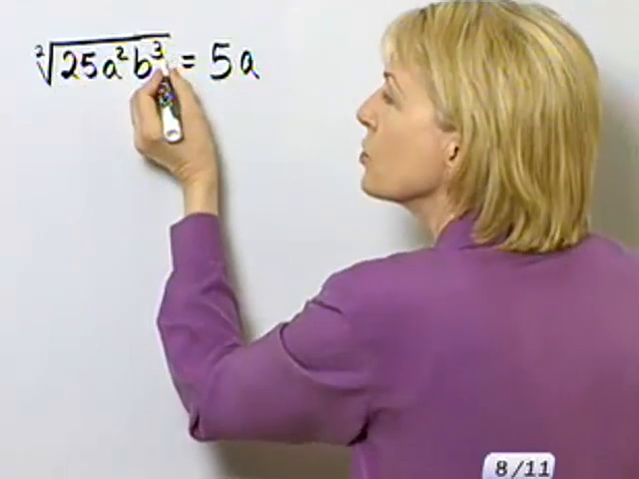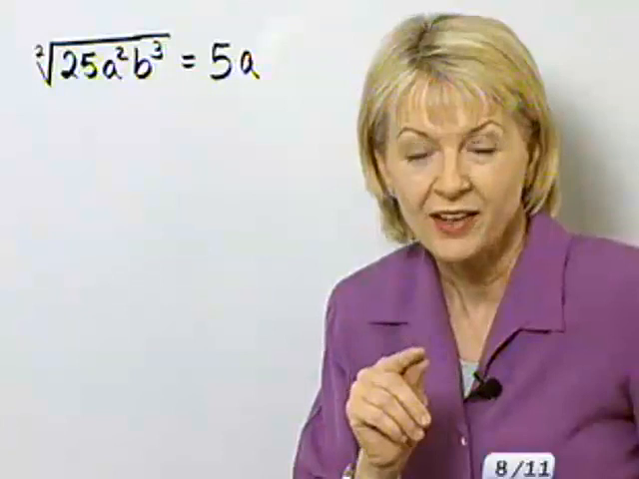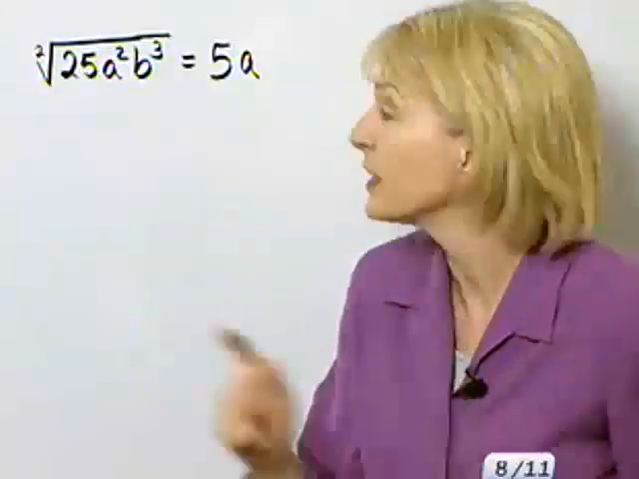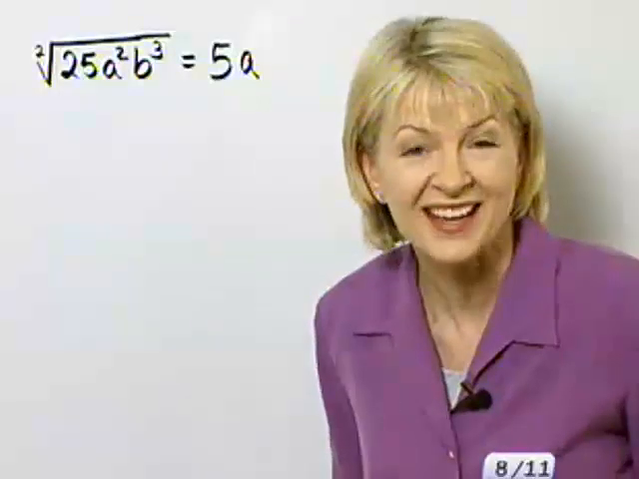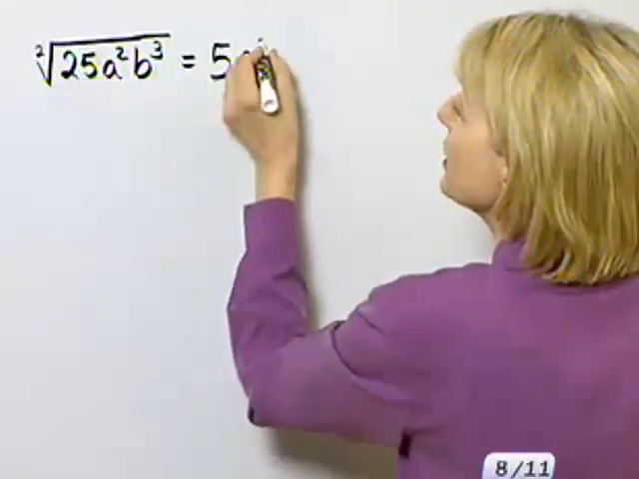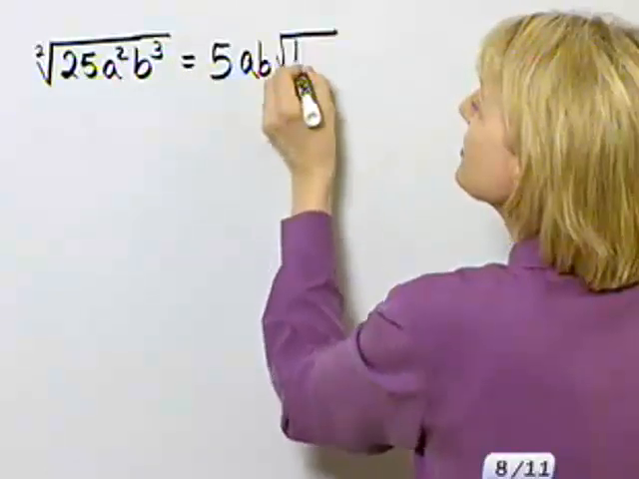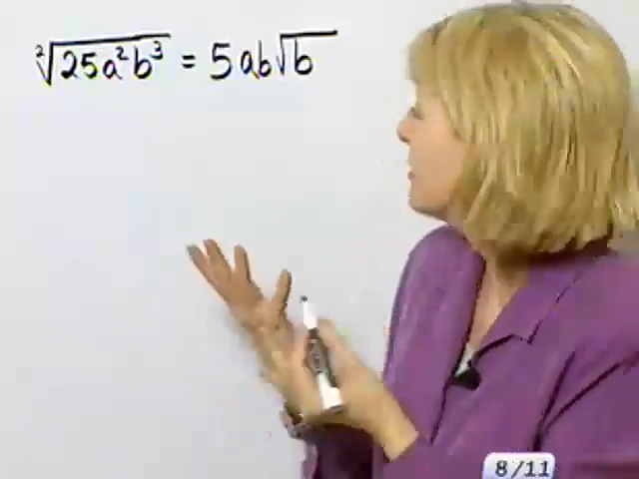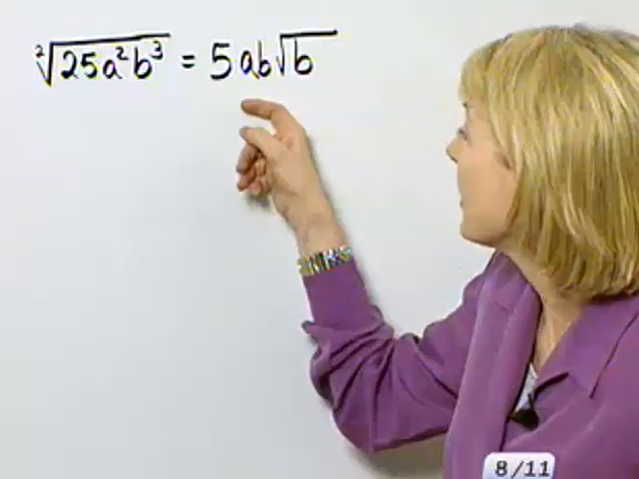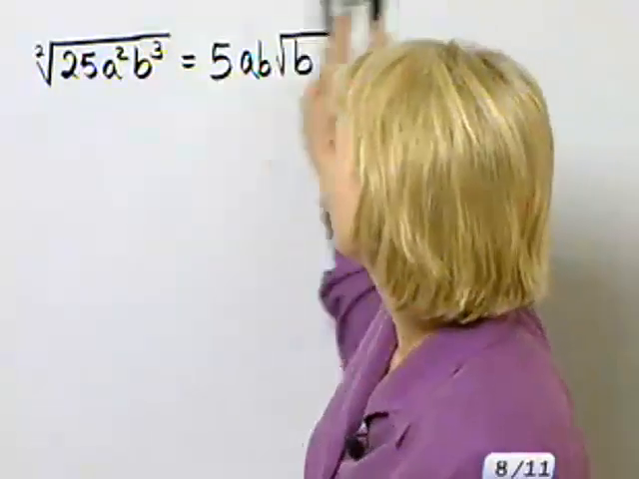2 divides into 3 one time, but there's a remainder of 1. Whatever the remainder is, that's the exponent on this variable that must remain within the radicand sign. So here we have 2 divides into 3 one time, but I have a remainder of 1, which means there is a factor of b that stays within the radical. There we have simplified. No more perfect square factors. I'm simplified. Let's try this again.